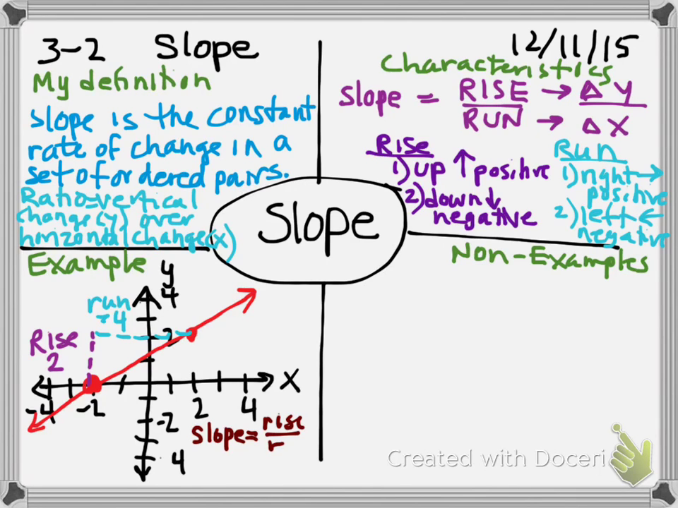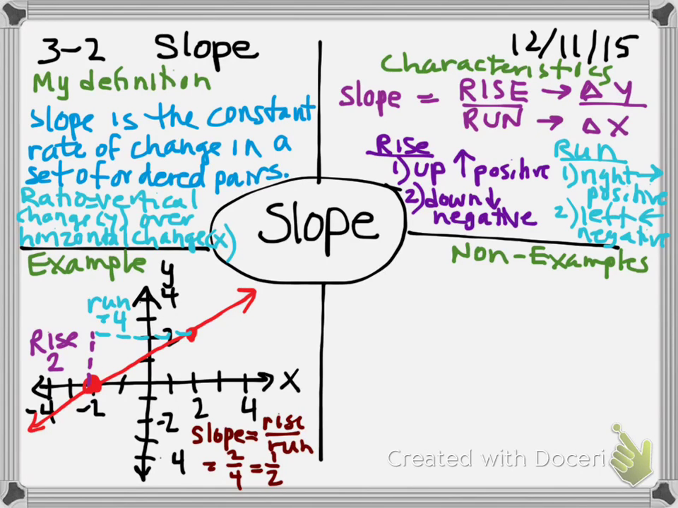To do rise over run, we take the rise number 2 and the run number 4, and we simplify it. Is that the final answer? The final answer for slope would be 1/2.